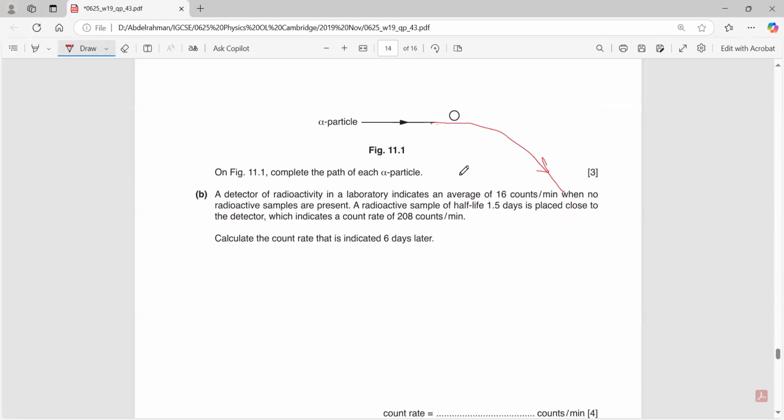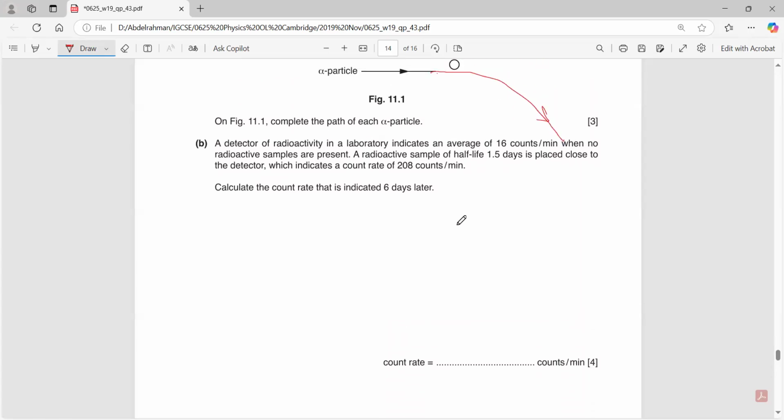A detector of radioactivity in a laboratory indicates an average of 16 counts per minute when there is no radioactive sample. So this is the background radiation. A sample with a half-life of 1.5 days is placed next to the detector, which indicates a count rate of 208 counts per minute. Calculate the average count rate after 6 days. The count rate that is indicated after 6 days. So you have background radiation of 16. First of all, yes, you need to subtract. So 208 minus 16. What's 208 minus 16? It is 192.